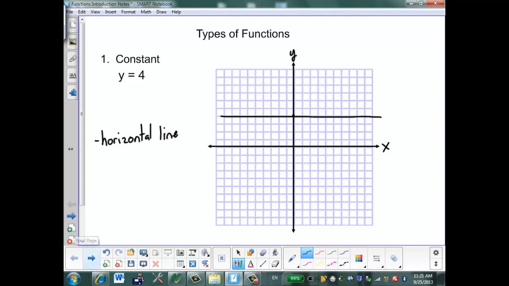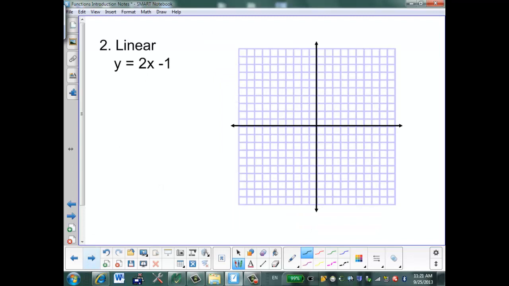The second type of function we're going to look at is a linear function. We talked about linear functions quite a bit in grade 10. And in a linear function, we have an equation that has two parts to it. Our constant of a linear function is the y-intercept, and the coefficient in front of the x variable is our slope.